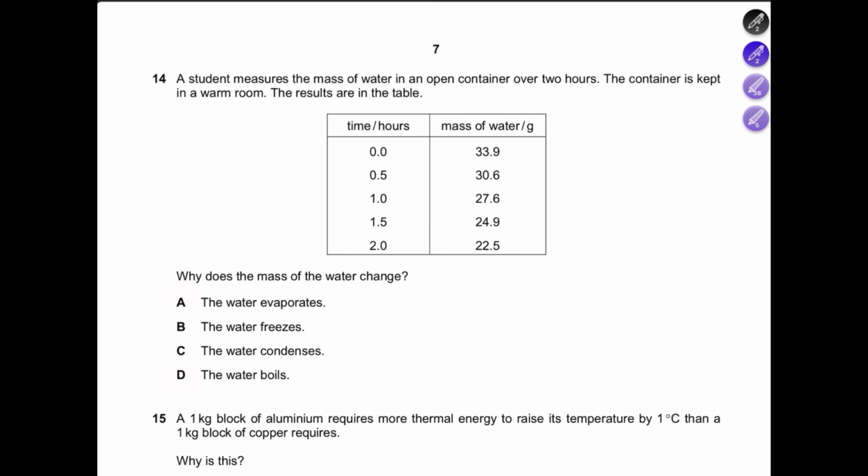The reason why it's not going to be D is because water only boils at a boiling point. Evaporation can occur at any temperature below it, so the water is evaporating, and that's why the mass of water is being reduced. Water boils at 100 degrees Celsius, so obviously the room is not at this temperature.